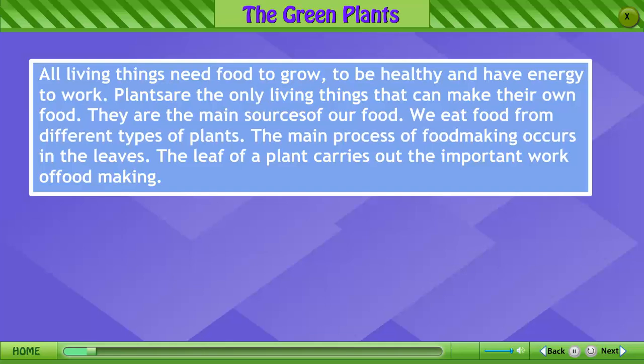All living things need food to grow, to be healthy and have energy to work. Plants are the only living things that can make their own food. They are the main sources of our food. We eat food from different types of plants. The main process of food making occurs in the leaves. The leaf of a plant carries out the important work of food making.